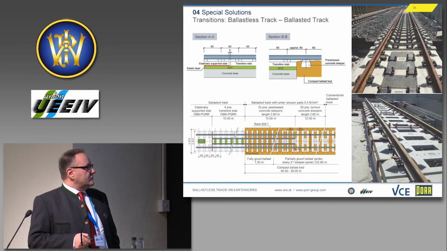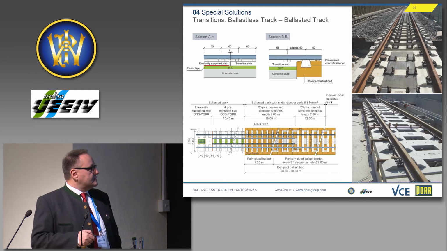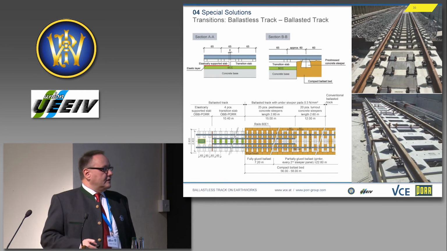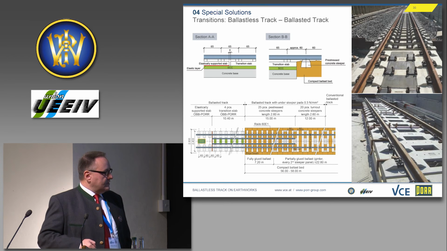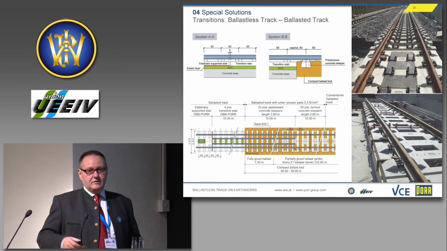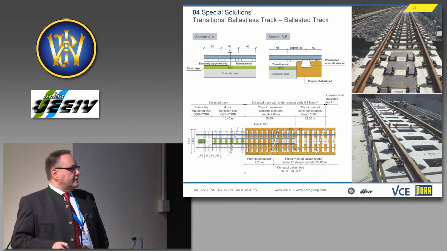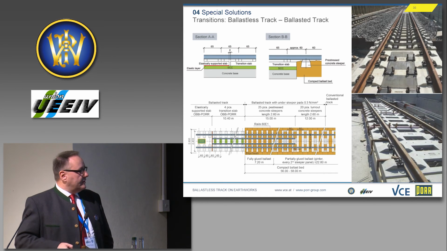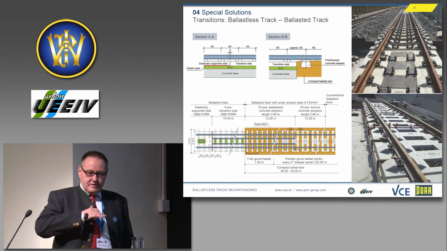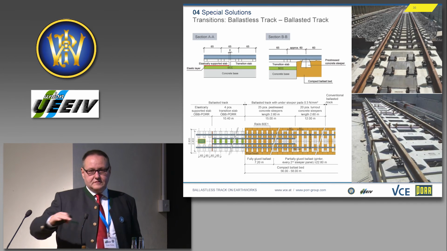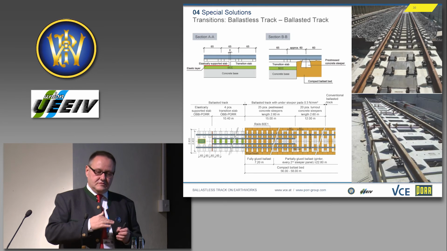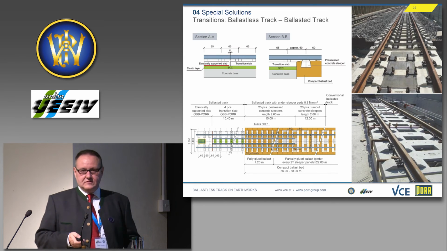So therefore, special transition slabs were developed without this elastic coating, which are fixed in the subbase. And we also use auxiliary rails to stiffen the whole situation here. And very important is to use special rail fasteners to make a very soft transition from the ballasted to the ballastless track system.